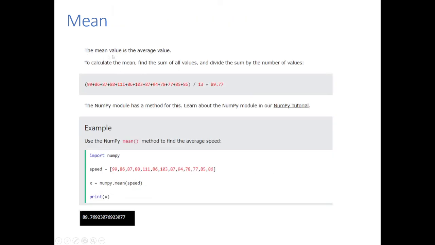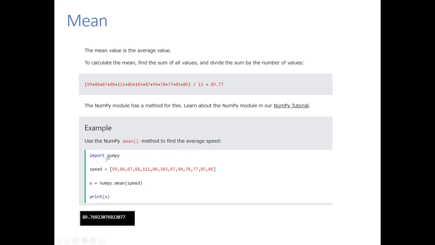The mean value is the average value. To calculate the mean, find the sum of all values and divide the sum by the number of values. We get the sum, then divide by 13, so it is 89.77. The numpy module has a method for this. You can learn about the numpy module in our numpy series of tutorials, but we already have the function to be used for calculating the mean. So we use the numpy mean method to find the average speed.